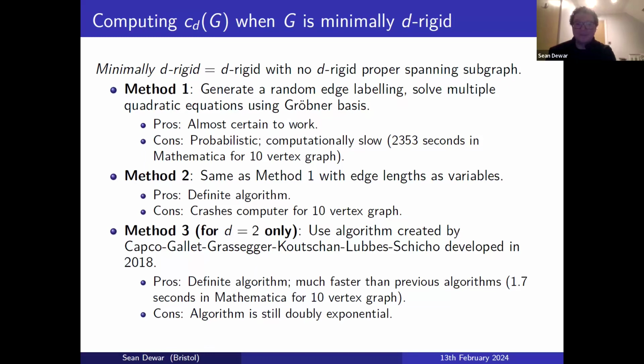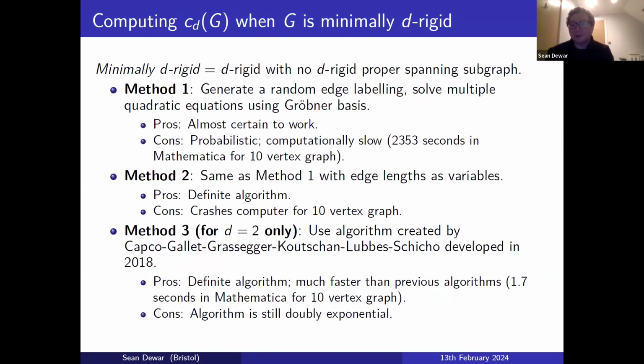And this algorithm is extremely fast. So it took 1.7 seconds in Mathematica to compute something that would usually take 2,000 plus seconds with Gröbner basis. And they can do much, much larger graphs. However, the algorithm is actually still doubly exponential. It's a kind of Tutte polynomial algorithm, except you're doing Tutte polynomial with two graphs at the same time in a sense. So it's kind of slow, unfortunately.